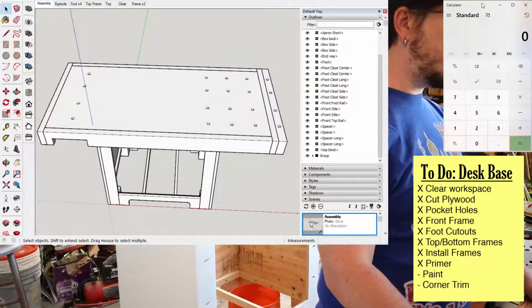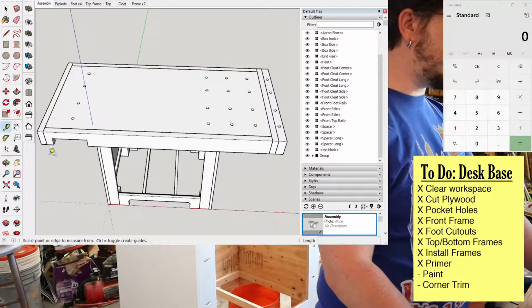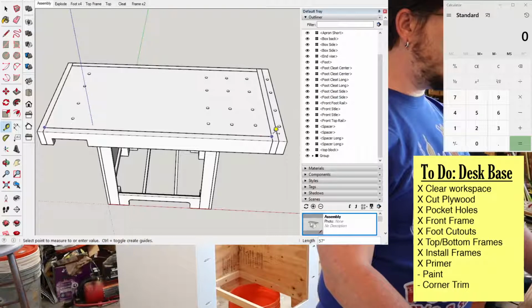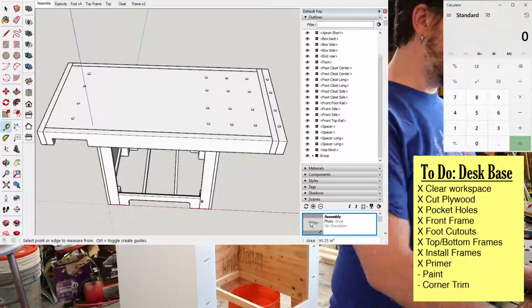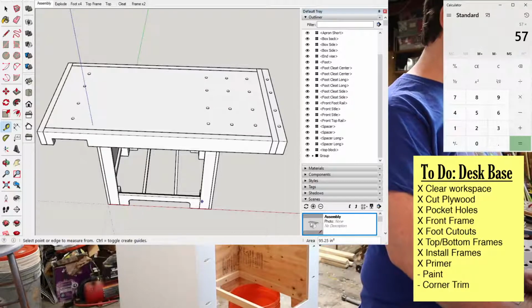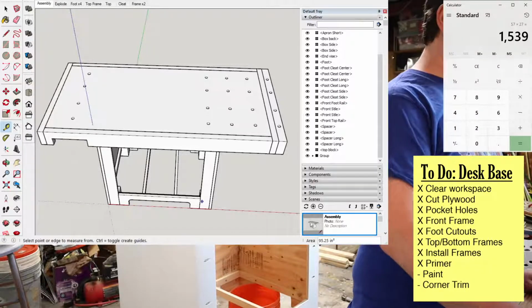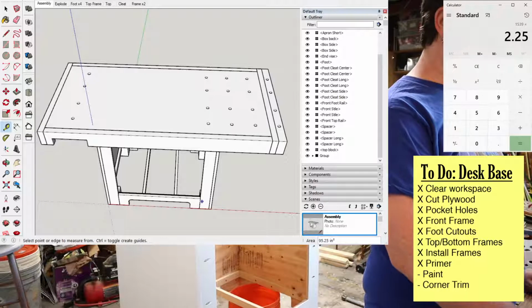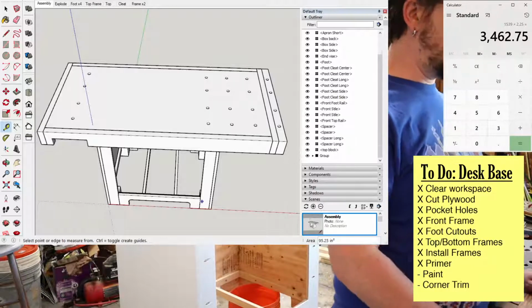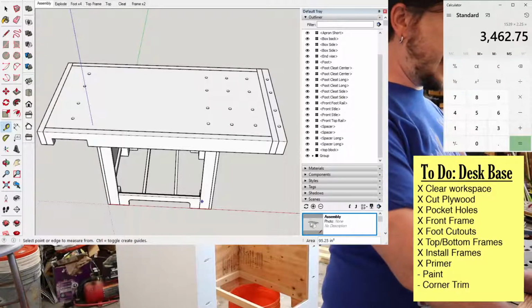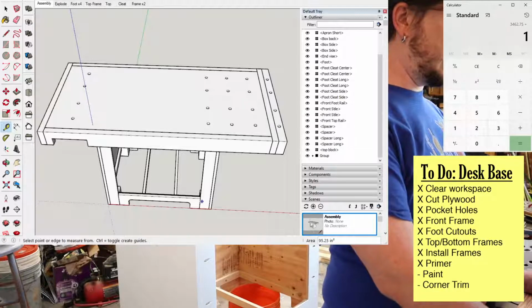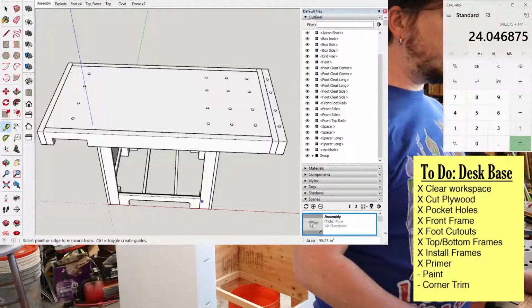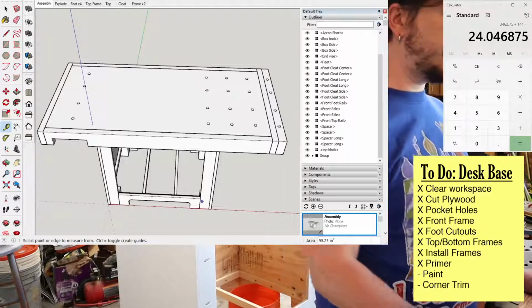Okay, so what do we say? 57 by 27? I can't remember anymore. So 57 inches by 27 inches. And then it needs to be 2.25 inches thick, times 2.25, and then divide all that by 144. And that gives me board feet. So I'm looking at 24 board feet.